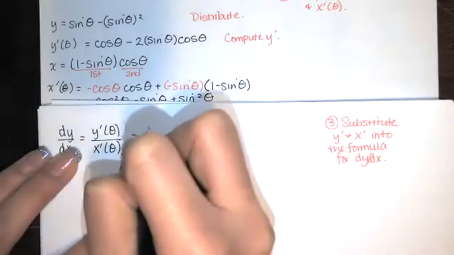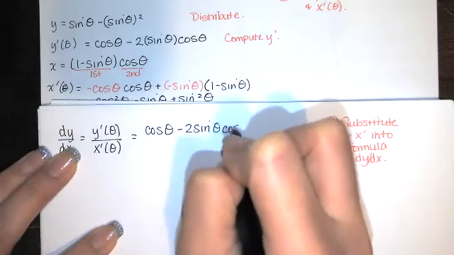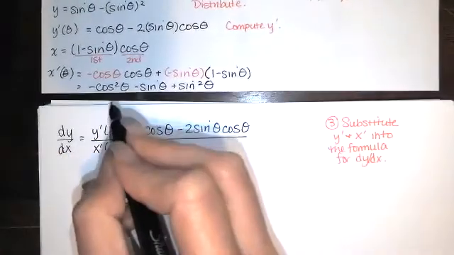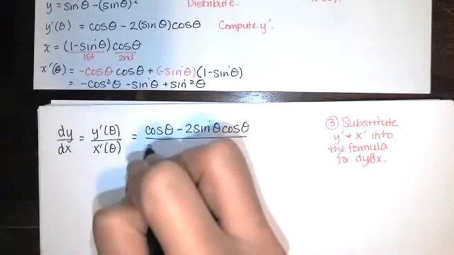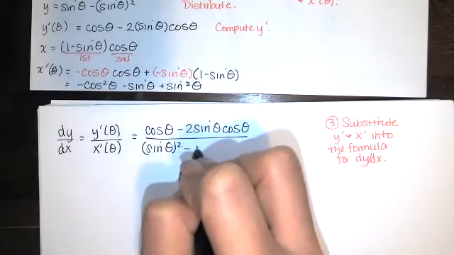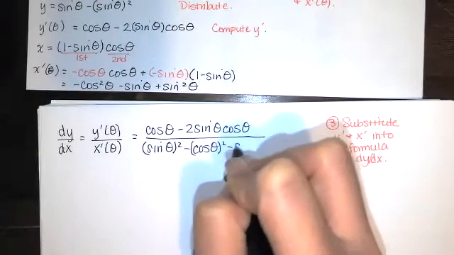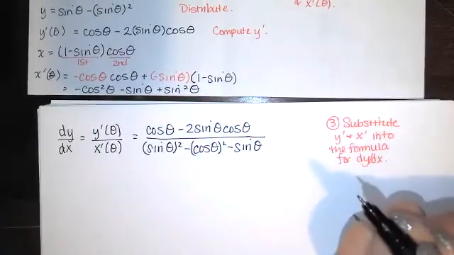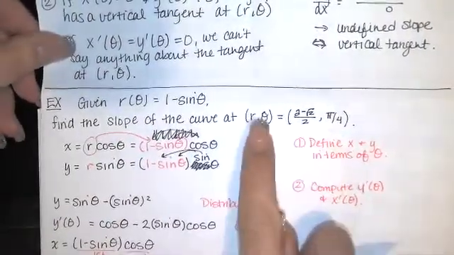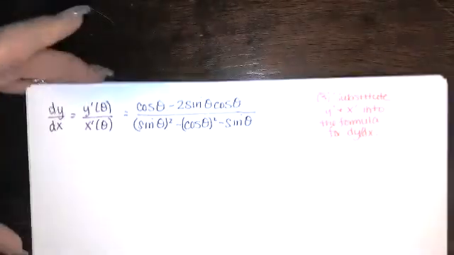And that turns out to be cosine of theta minus 2 times sine of theta times cosine of theta, all divided by x prime, which was, looks like, sine squared minus cosine squared. Or if you prefer, you can write it this way. It's not simplified, but that's fine. It makes it a little bit easier to see what we have to do. And our goal is to find the slope at this point, and we see at this point, theta is equal to pi over 4. So we want to evaluate this at theta equals pi over 4.